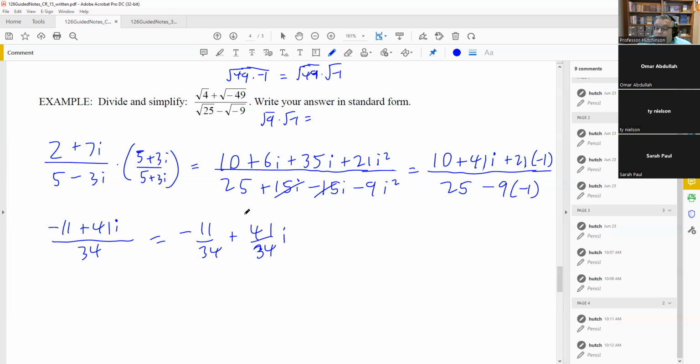So negative 11 over 34 plus 41 over 34i. Just going to leave it like that as a fraction. There's nothing more we can do as far as simplifying on this, and that would be considered standard form. So that's as far as we can go. So not always will these reduce. Sometimes you might end up with a fraction like this that can't reduce, and that's fine. You can just leave your answer in that form.